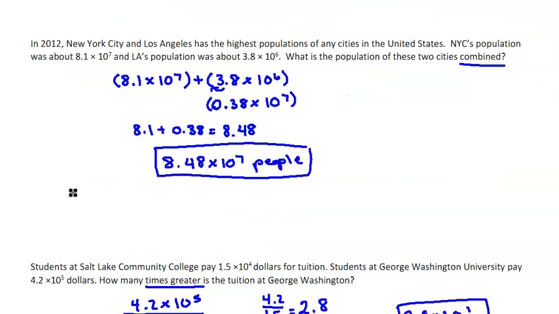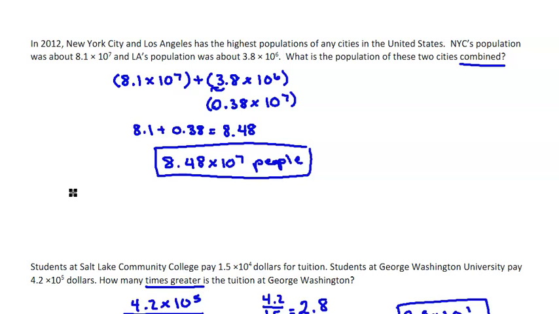On the next problem, we're talking about in 2012, New York City and Los Angeles had the highest populations of any cities in the U.S. So New York City's population was about 8.1 times 10 to the 7th, and LA's population was about 3.8 times 10 to the 6th. So I want to know what the population of these two cities is combined. Again, combined means adding. So I need to get my exponents the same before I can add.